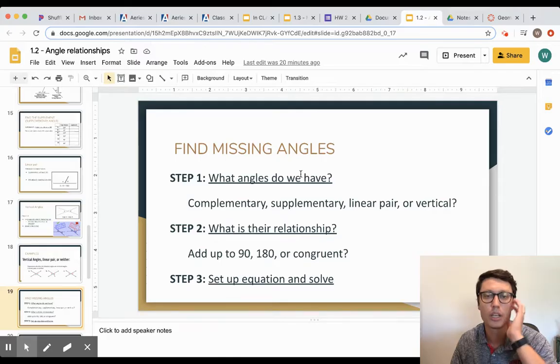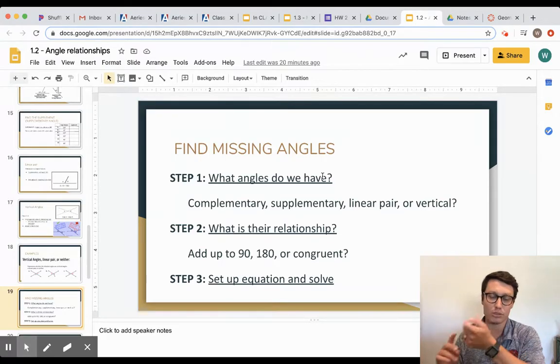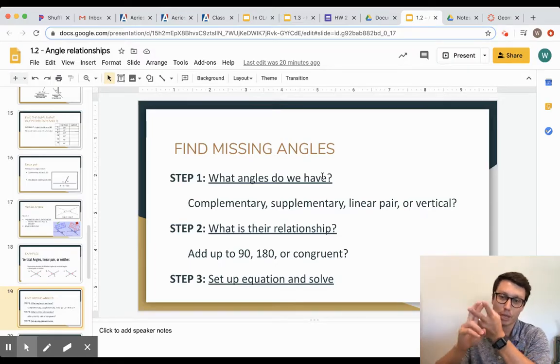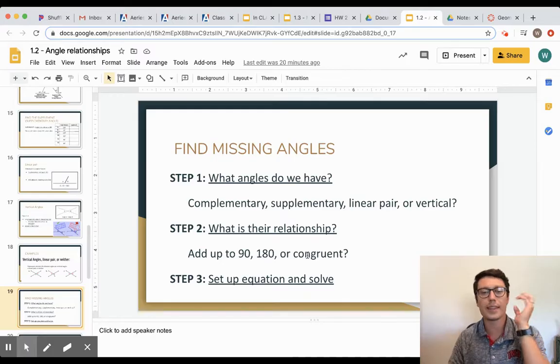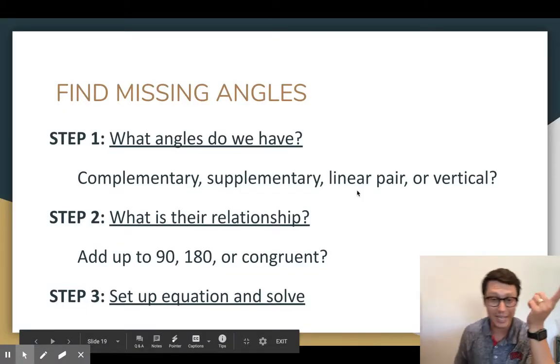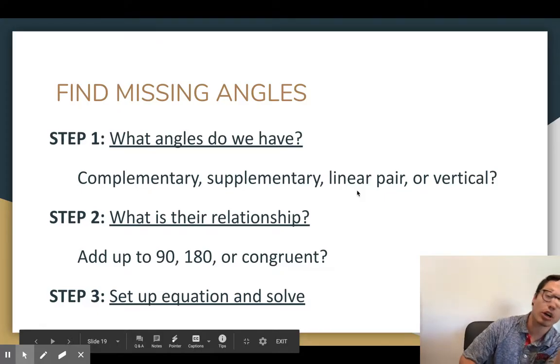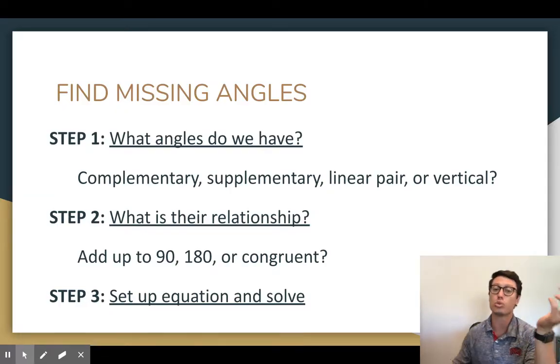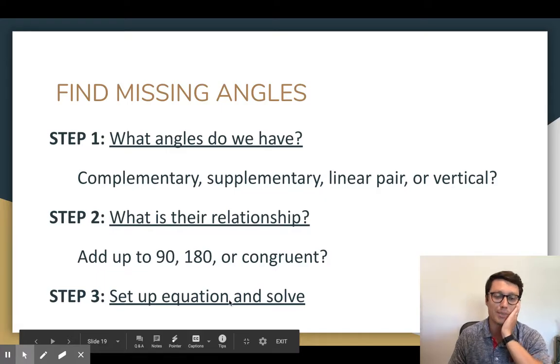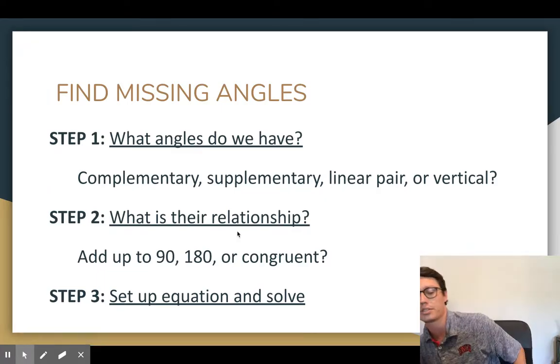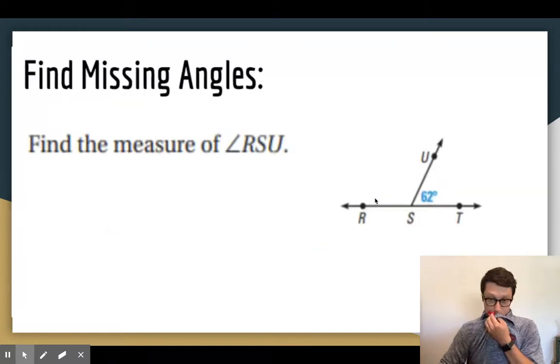Step number 1, think first, what type of angles do we have? Do we have complementary, supplementary? Is it a linear pair? Are they vertical? Once you know the answer to that, then think, what is their relationship? Are they adding up to 90? Are they adding up to 180? Or are they congruent, which means they are equal to each other? Then the last step is to set up the equation and solve. Okay, so write those down in your notes, and then we're going to do some examples.